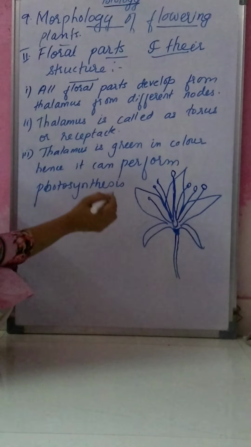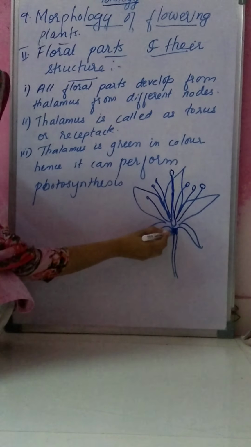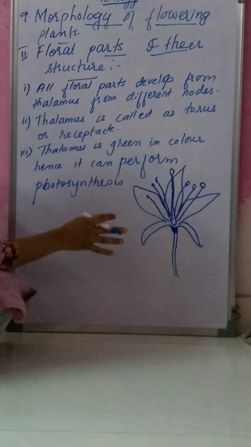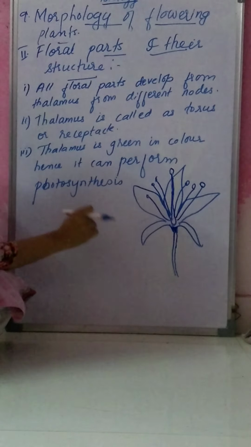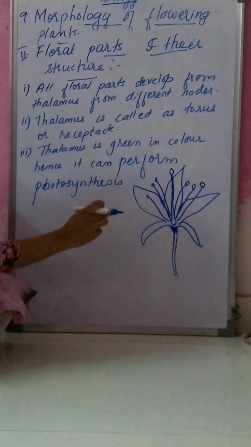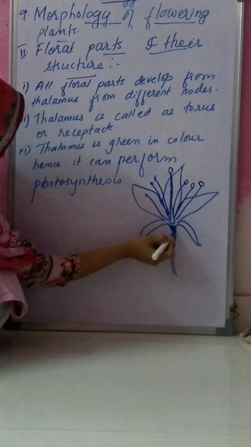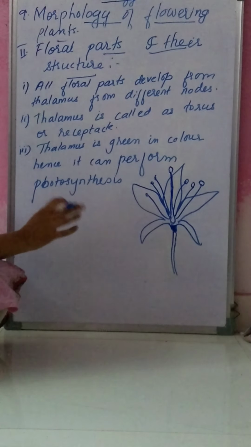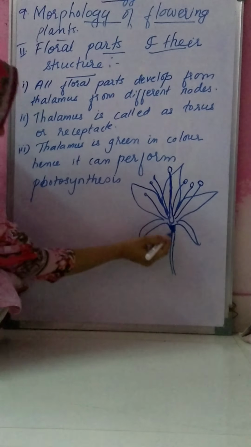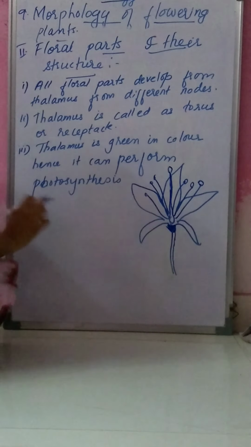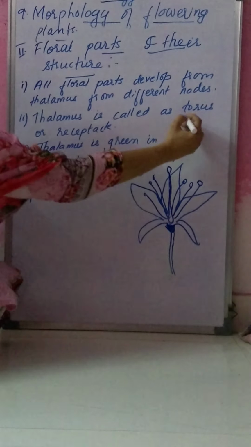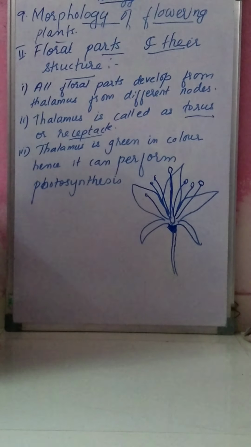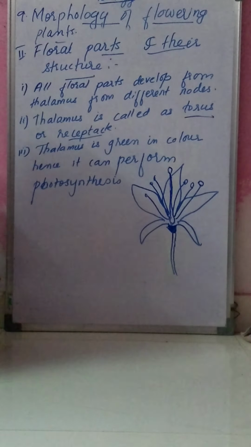They develop from the different nodes of the thalamus. The thalamus has four nodes and three internodes. From these different nodes the floral whorls of a flower develop. So first it is important to study the thalamus. This part is known as the thalamus. The thalamus is also known as torus or receptacle.